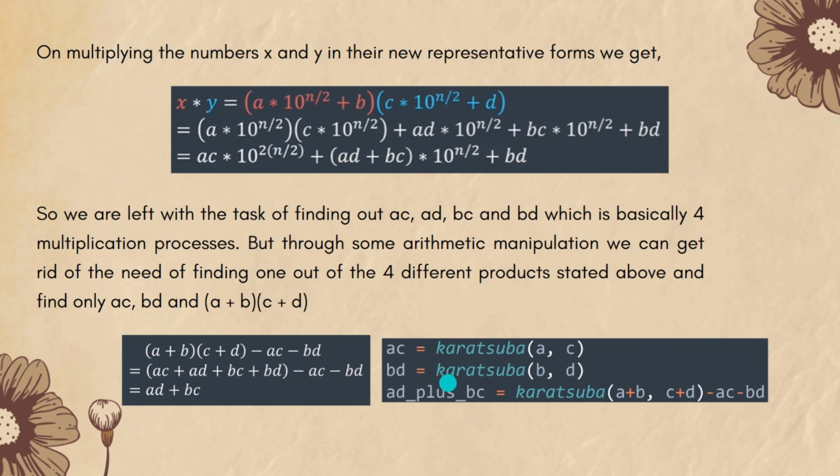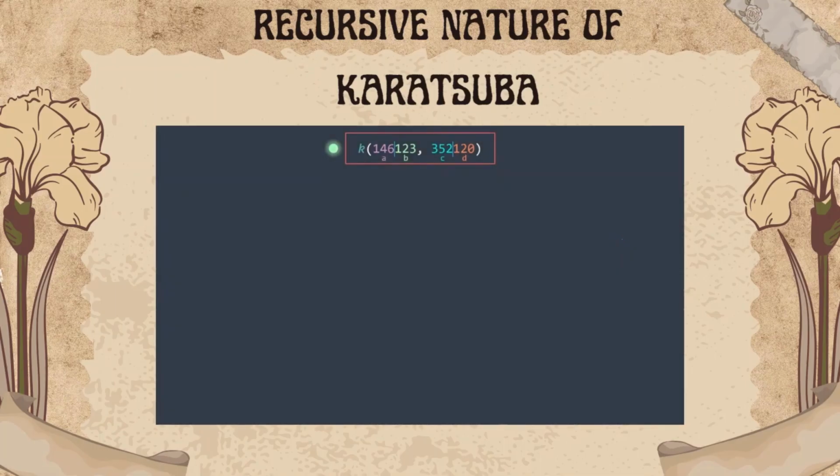If you see here, there's nothing but the Karatsuba function, which takes a comma c first, as you can see over here, according to the expression as well. Then it takes b comma d, since we need that also. And the last value which we require for our algorithm is a plus b, comma c plus d, and then we do minus ac minus bd to get ad plus bc. So let's go on and see a recursive analysis of this algorithm.